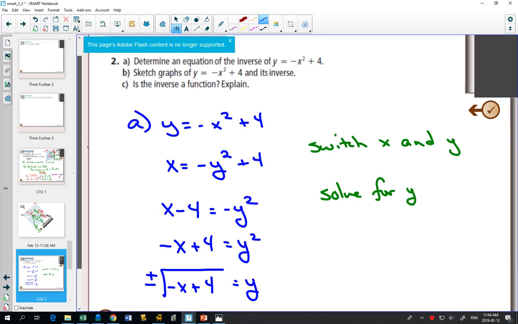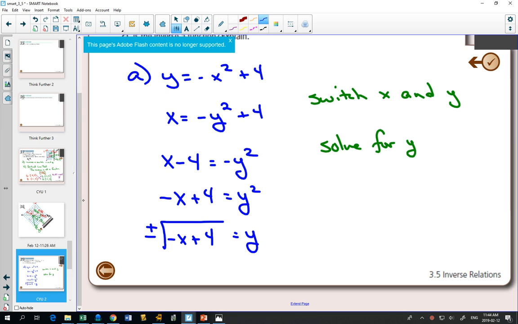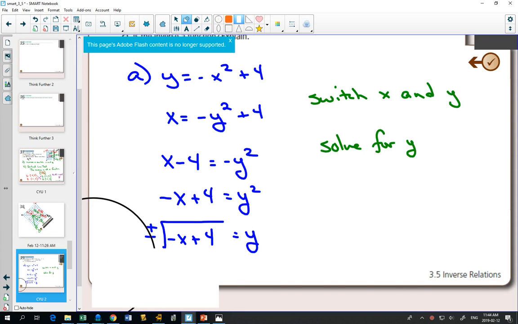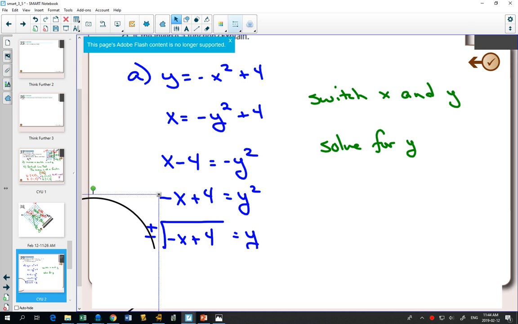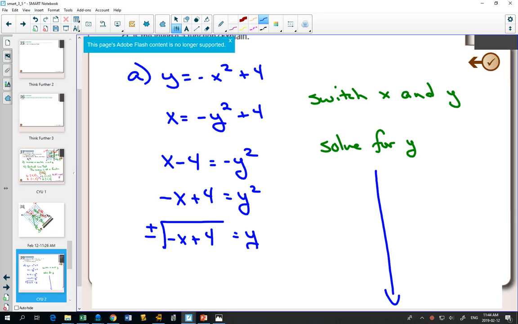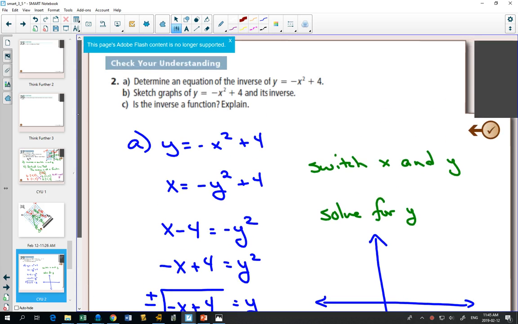And now we get to a little bit of a tricky part, sketching the graphs of both of them. Now it's tricky depending on how we go about solving it. So I'm going to start my graph here. I am going to graph my original function in green. So I'm going to put a green box around y equals negative x squared plus 4. This graph you should be able to visualize in your head using your transformations.